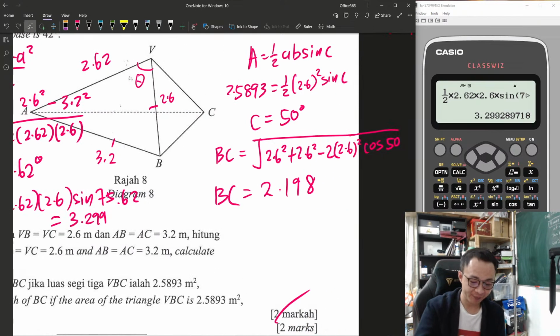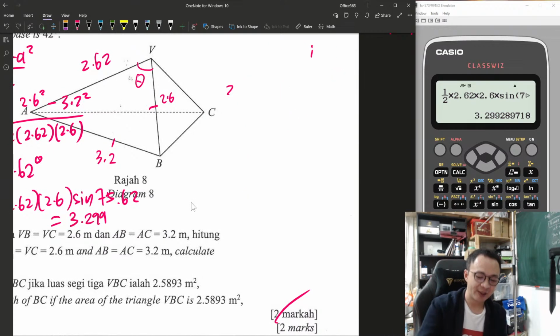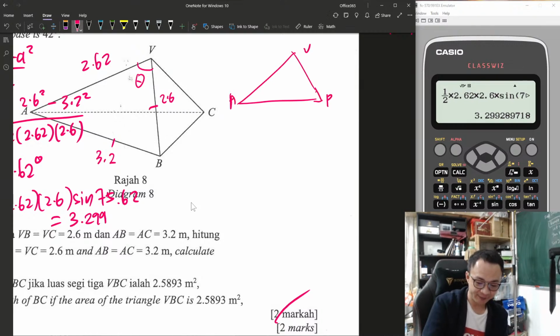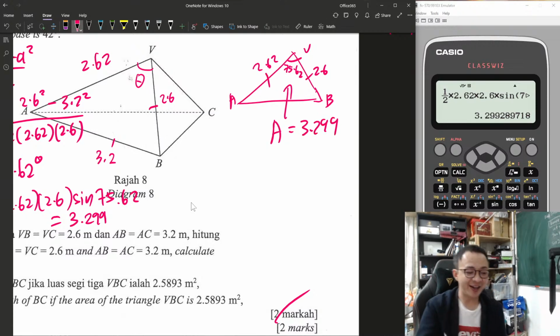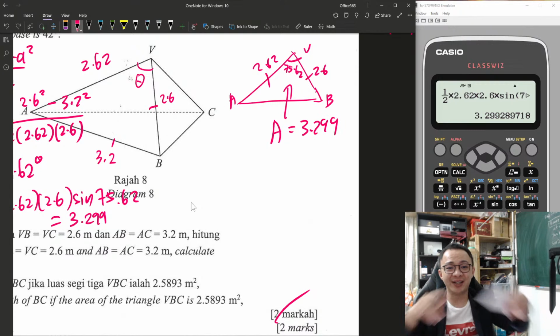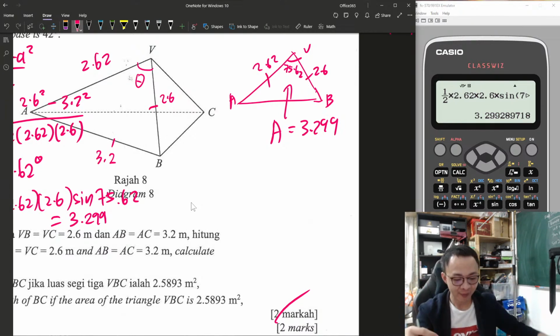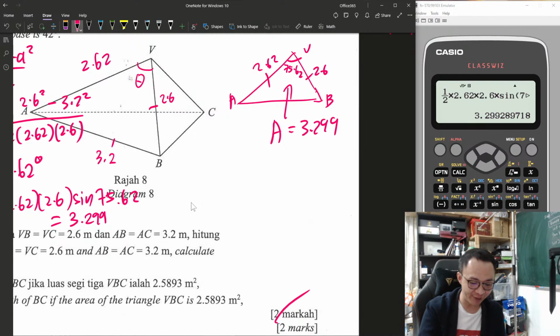So right now I understand the area for this triangle AVB. Just now we did 75.62, and this one is 2.6 and this is 2.62, right? We got the area is 3.299. And the other plane is identical, because these two triangles are the same triangle. So if they are the same triangle, right now I want to find the so-called perpendicular height to B.